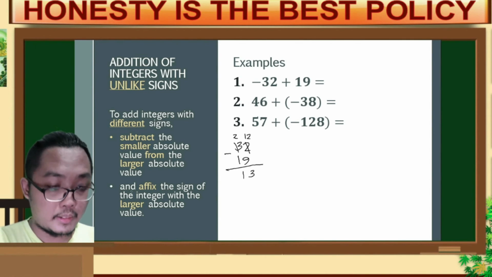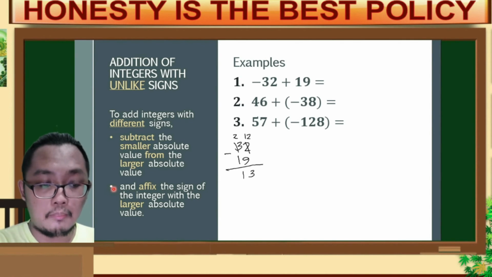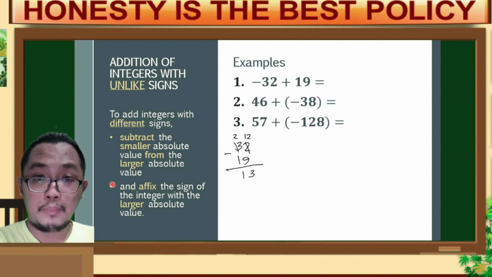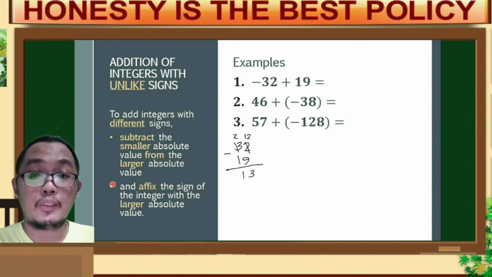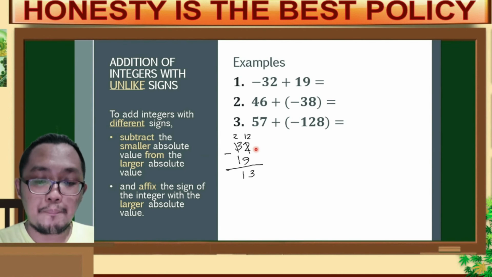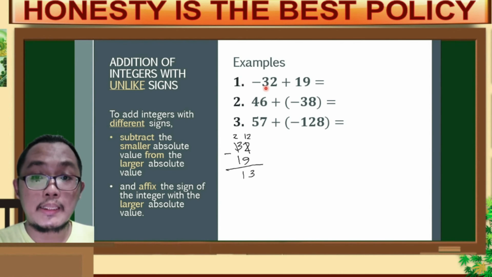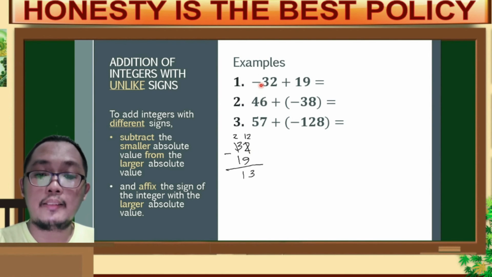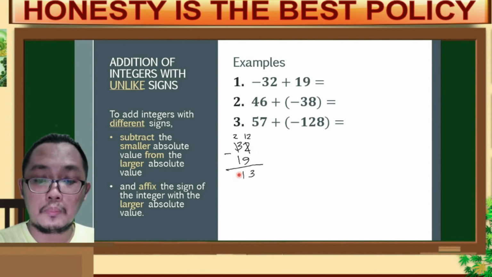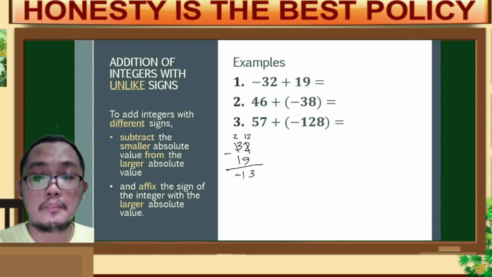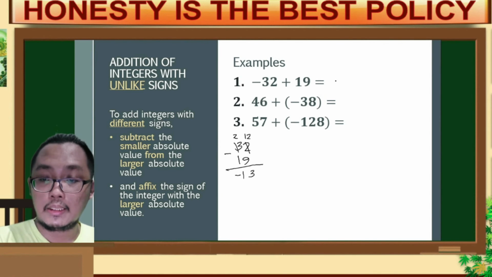Going back to this particular statement about the rule, we need to affix the sign of the integer with the larger absolute value. Obviously, negative 32 has the larger absolute value, which happens to be positive 32. While originally it has a negative sign, so the answer also has a negative sign. So here, the final answer would be negative 13. And let us have the next.